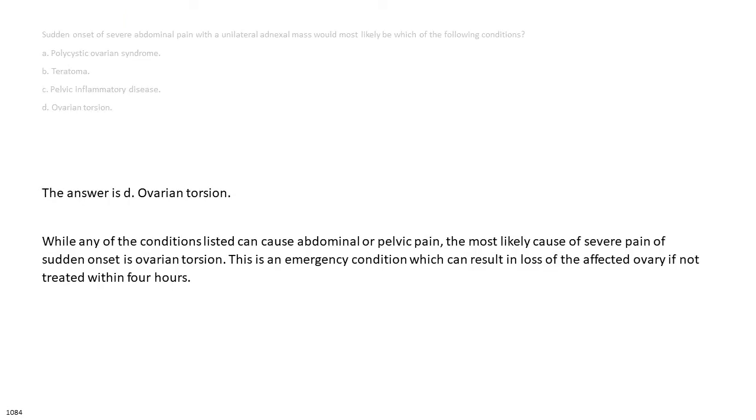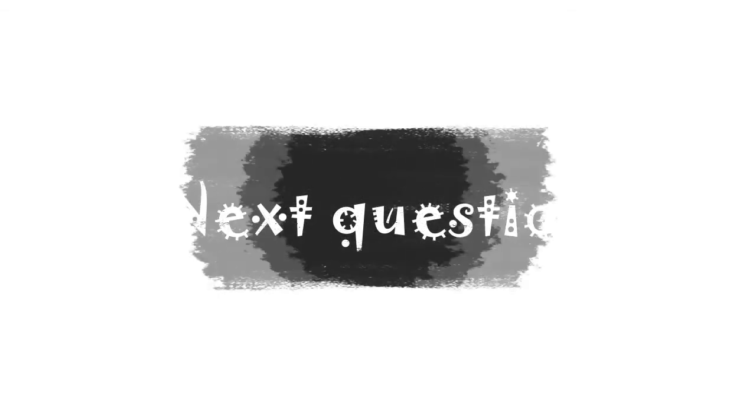The answer is D. Ovarian torsion. While any of the conditions listed can cause abdominal or pelvic pain, the most likely cause of severe pain of sudden onset is ovarian torsion. This is an emergency condition which can result in loss of the affected ovary if not treated within 4 hours.